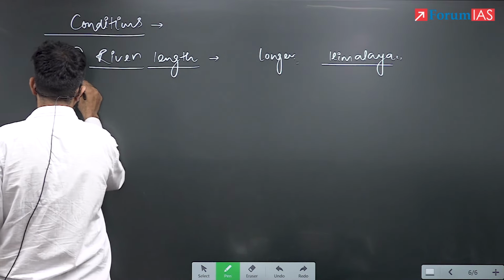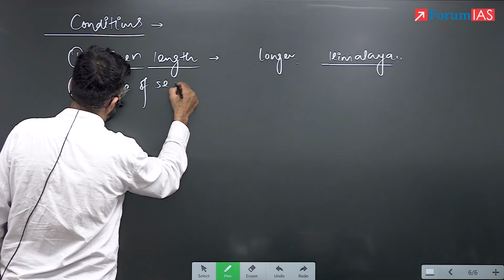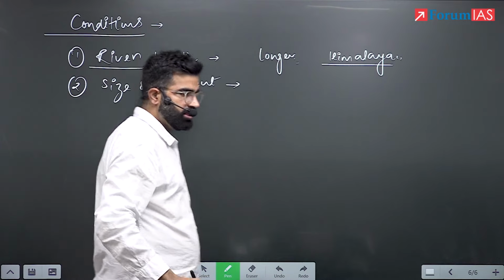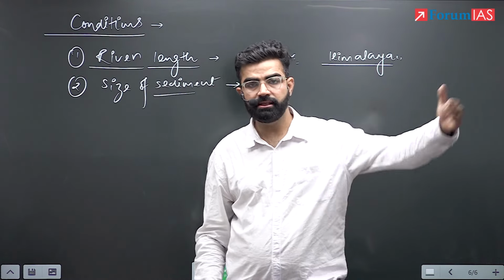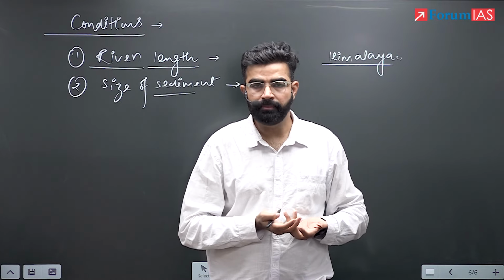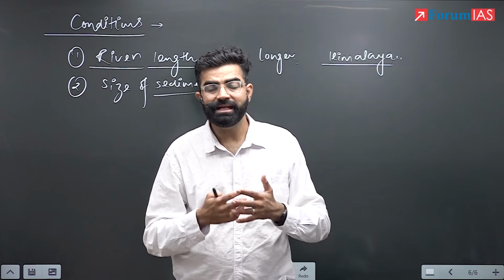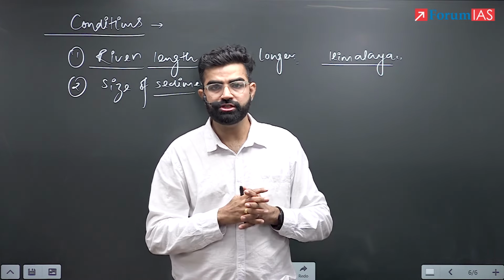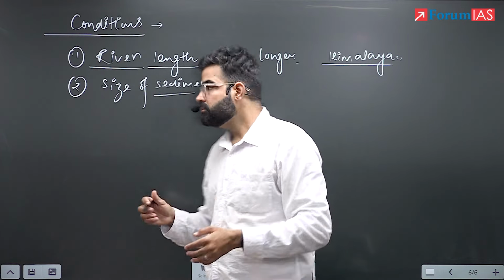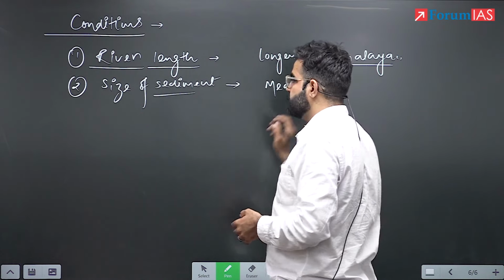The second is size of the sediments. Size of sediments means they should not be much finer. If they are finer, what will happen? They will be carried inside the ocean for greater lengths, and therefore good deltas will not be formed. If they are too coarse, what will happen? They will not be carried by the river even to the ocean side. They will be deposited right before. Therefore, we need medium size of the sediments, not coarser and not even finer.